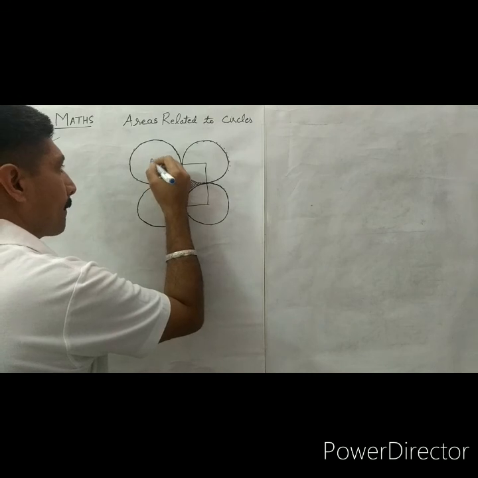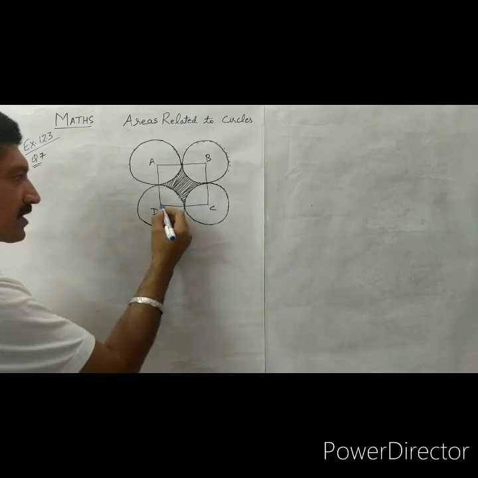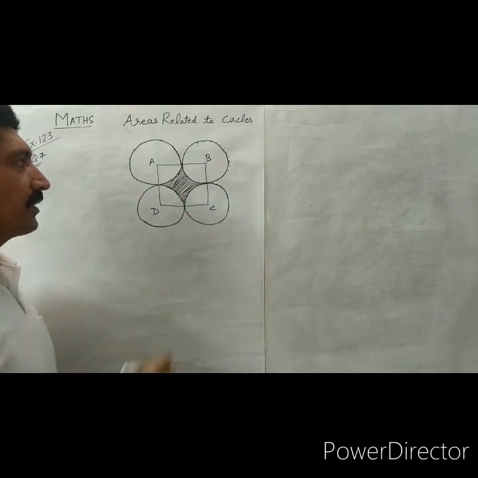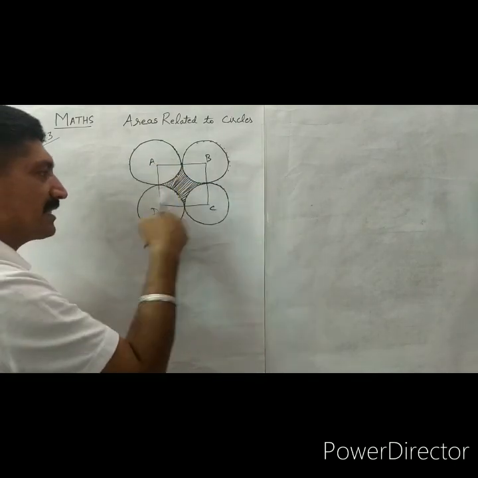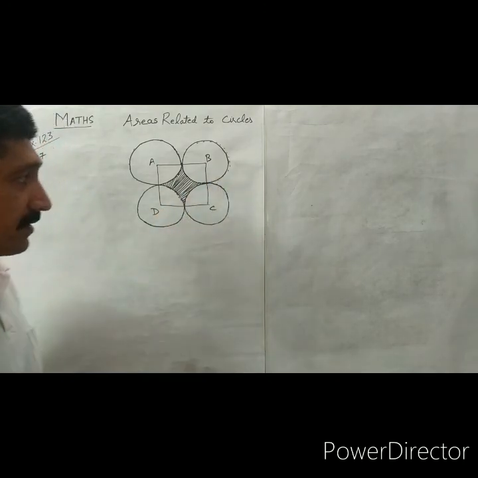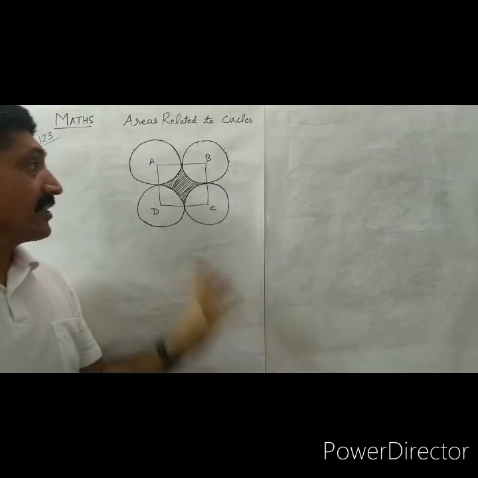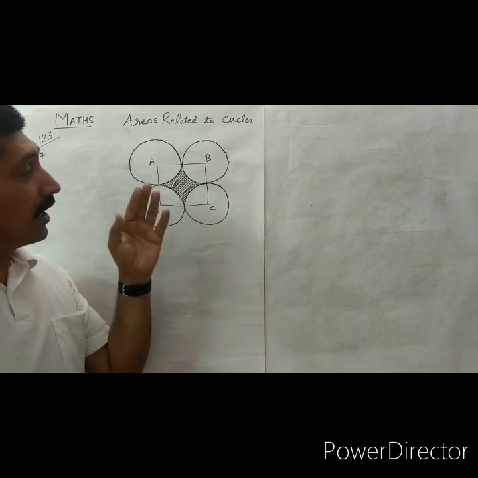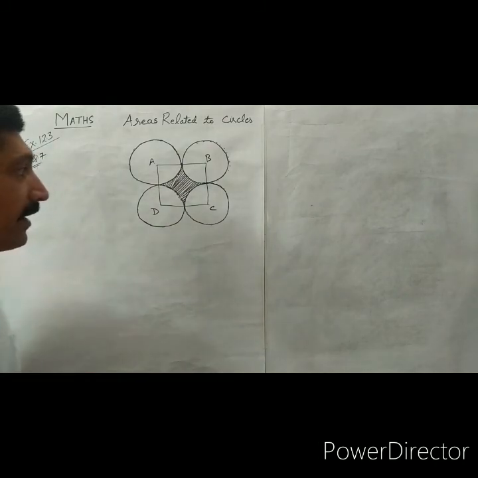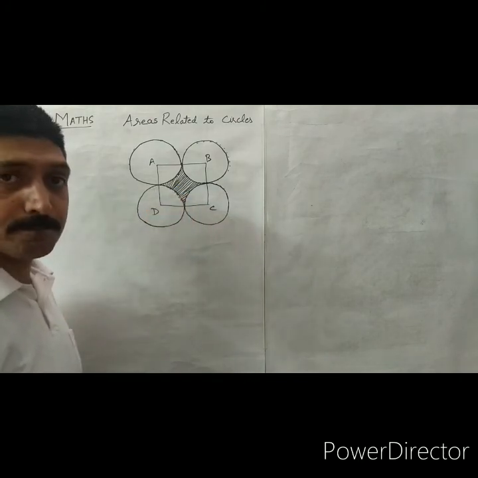Let A, B, C and D be the vertex points of a square, and we have 4 circles having A, B, C and D as their centers, and here the figure is given. Each circle is touching the 2 other circles out of the remaining 3 circles, and in this question we have to find this shaded area.